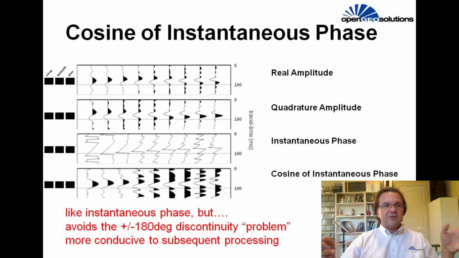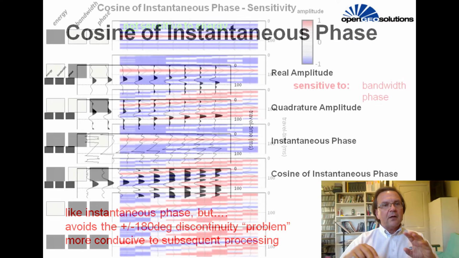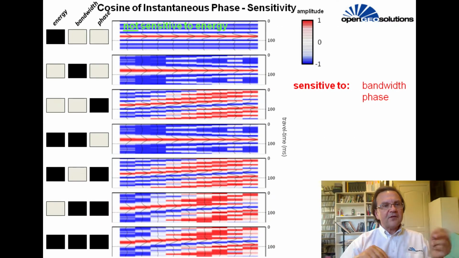Next up is the cosine of instantaneous phase, also called the carrier. It has the same uses as instantaneous phase, with one additional benefit. It is continually smooth time-wise. By avoiding the plus or minus 180 degree discontinuity that occurs with instantaneous phase, the cosine of instantaneous phase can be further processed, for example, filtered and stacked, using conventional seismic processing tools. Like instantaneous phase, it is sensitive to bandwidth and phase, but not energy in isolation.